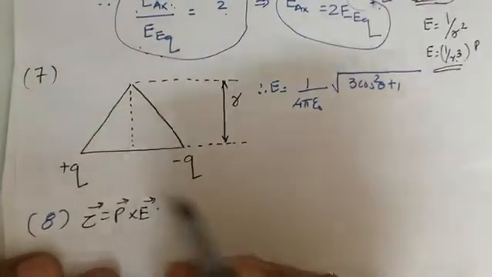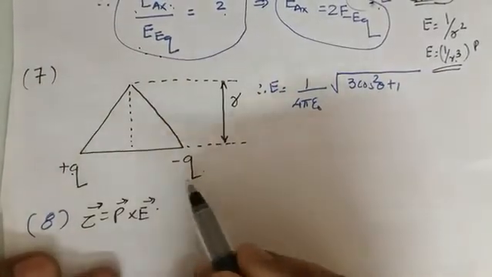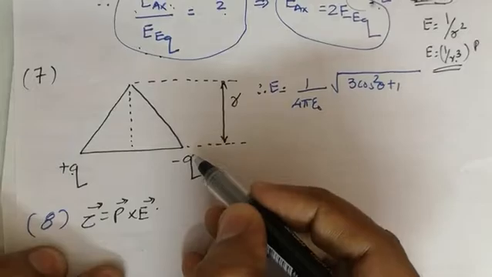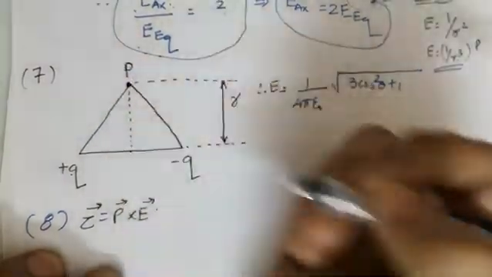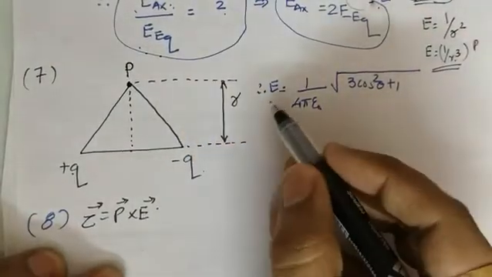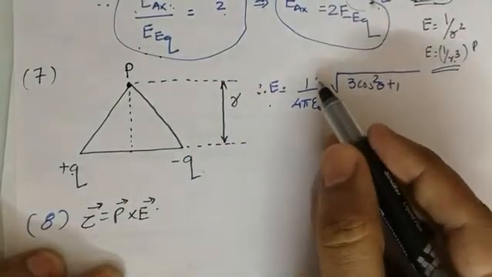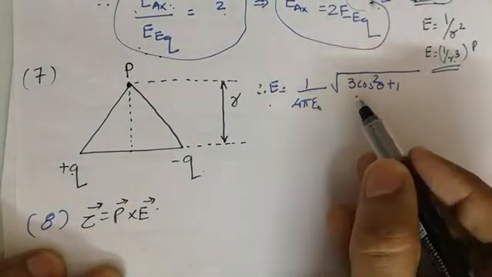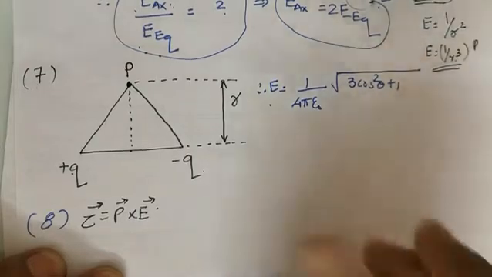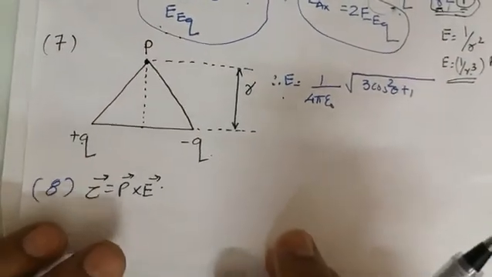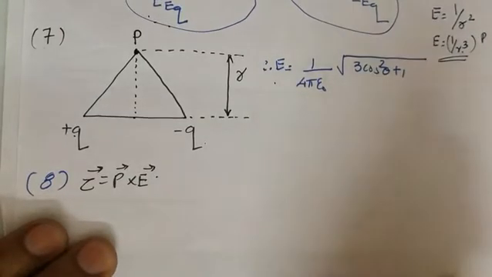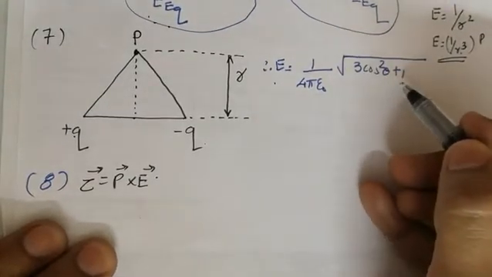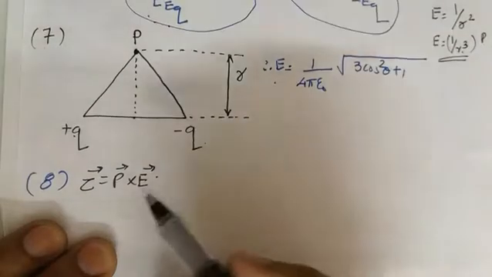If my plus charge and minus charge are related in such a manner, and I have one point, let's say I'm naming it P, my electric field is also represented by the formula 1 upon 4 pi epsilon 0 under root 3 cos square theta plus 1. It is the same as you have learnt in vectors. Whenever you have two charges, you can say that E1 square plus E2 square plus 2 times E1 E2 cos theta.